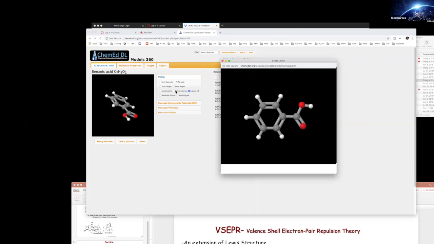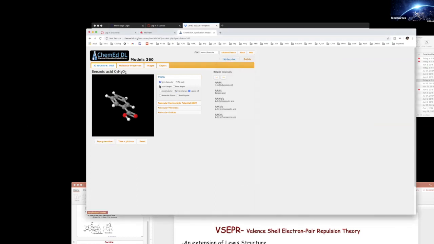But the more important thing about this particular diagram is that over here under properties, I don't know if you can see that, but if you look here on this properties, I can cause this chemical to spin. I can change this so I can see the atomic radius. So this would be a space filling model. I can even see the bond length. It'll tell me how long these bonds are. I can look at the bond angle. It'll give me an idea of what the bond angles are.